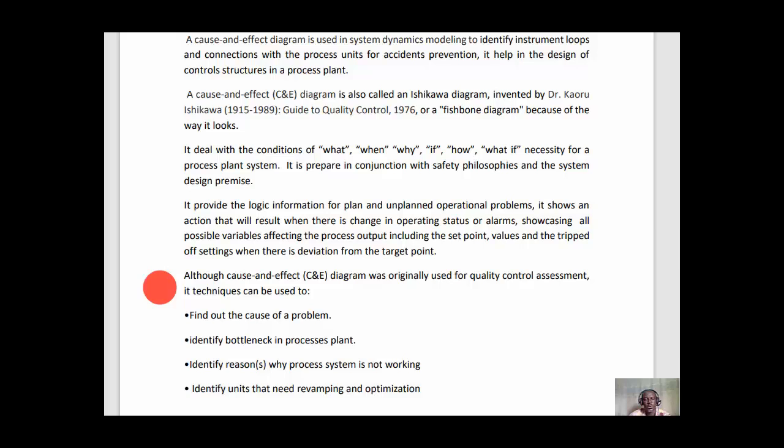Although cause and effect diagrams were originally used for quality control assessment, the technique can be used in process plant design to find out the causes of a problem, identify bottlenecks in process plant, identify reasons why a process system is not working properly, and identify units that need revamping and optimization.